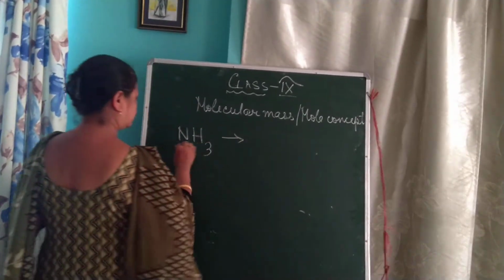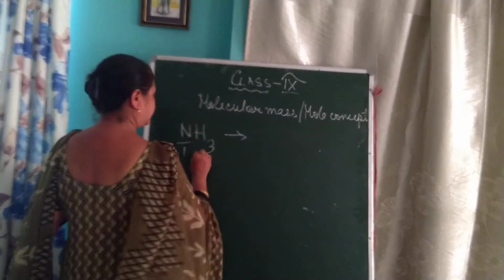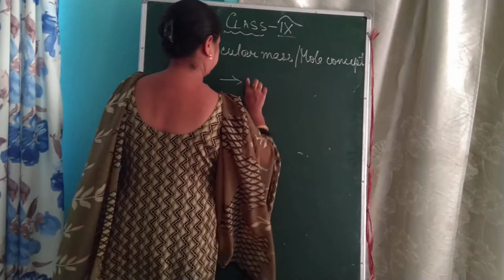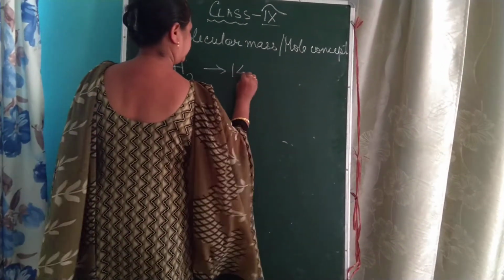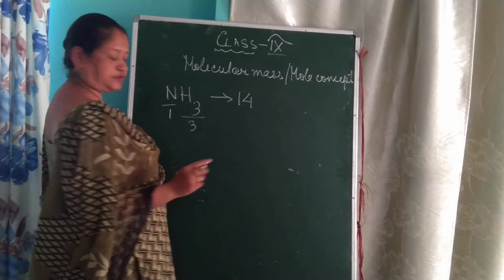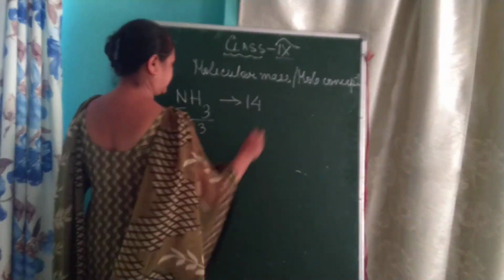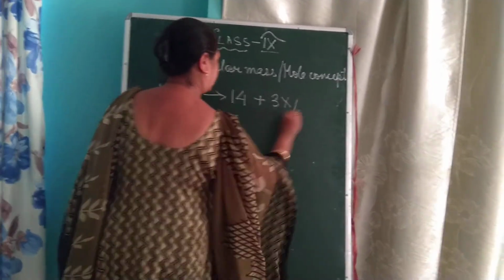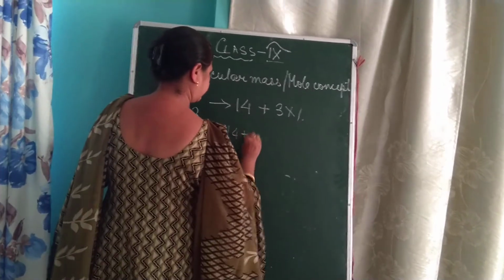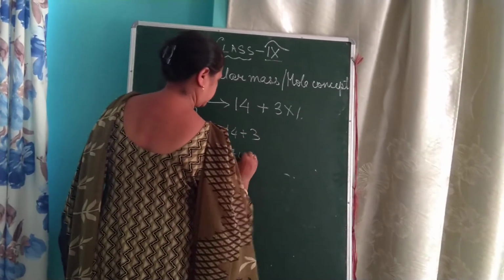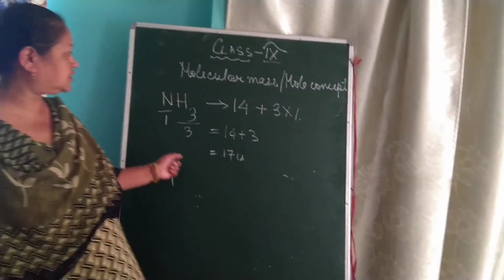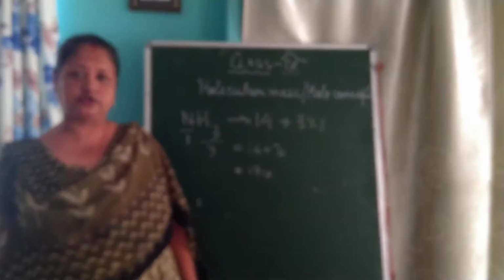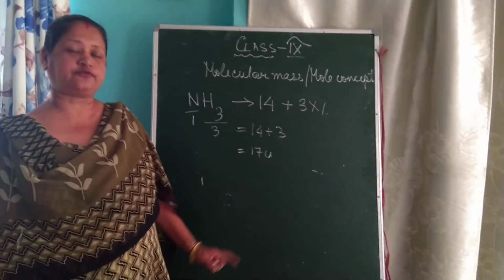So how many atoms of nitrogen are there? 1. How many atoms of hydrogen are there? 3. So for nitrogen the atomic mass is 14, and here since there are 3 atoms of hydrogen, 3 into 1, that will give you 14 plus 3. So that is equal to 17 U. So I hope that I am clear with you. You all are clear with how to find out the molecular mass of a substance, of a compound, right?